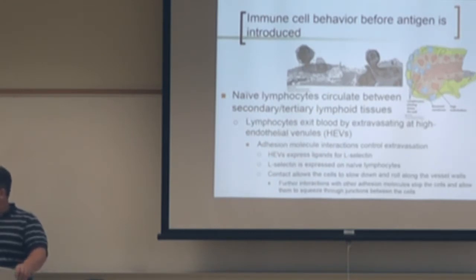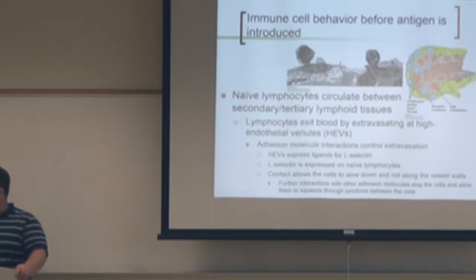Again, they exit the blood through these HEVs, high endothelial venules. HEVs express the ligands for L-selectin, and L-selectin is expressed on these naive lymphocytes. That allows them to make contact and slow down as they're rolling along, and be able to pass through these HEVs into lymph nodes or into other tissues.